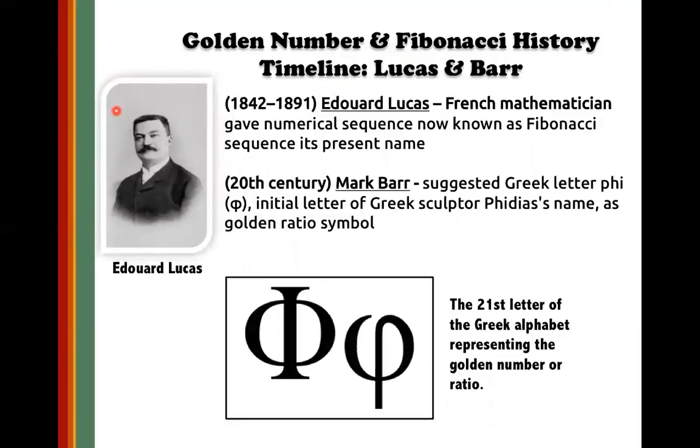All right, golden number and Fibonacci history timeline: Lucas and Barr. Here we have Edward Lucas, who lived from 1842 to 1891. He was a French mathematician. He gave the numerical sequence now known as the Fibonacci sequence its present name. In the 20th century, Mark Barr suggested the Greek letter phi, the initial letter of Greek sculptor Phidias's name, as the golden ratio symbol. And here we have the 21st letter of the Greek alphabet representing the golden number.